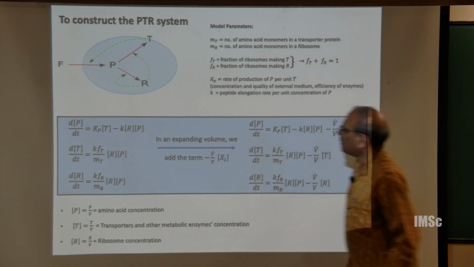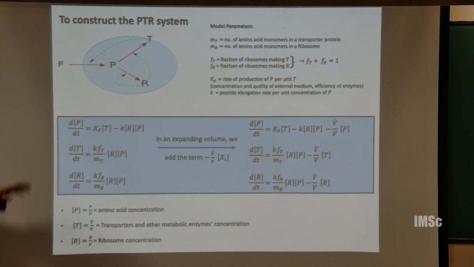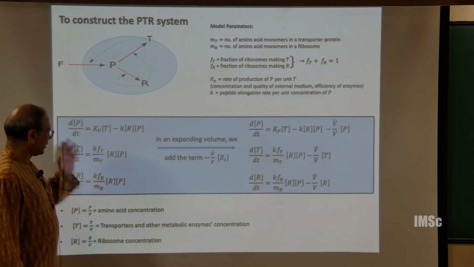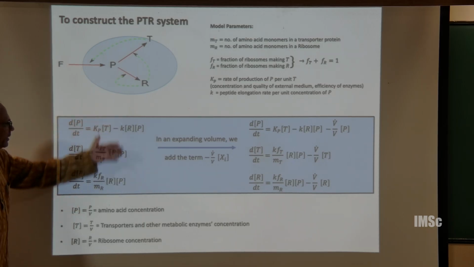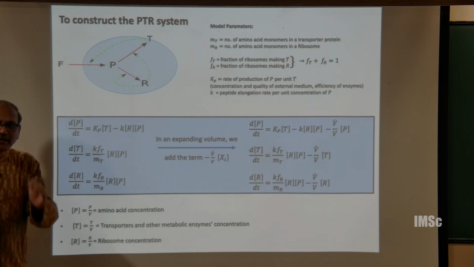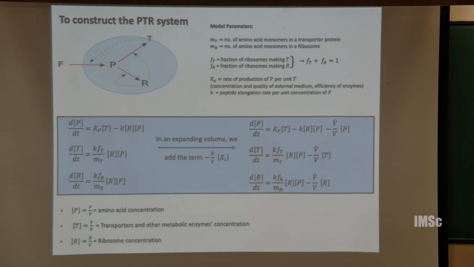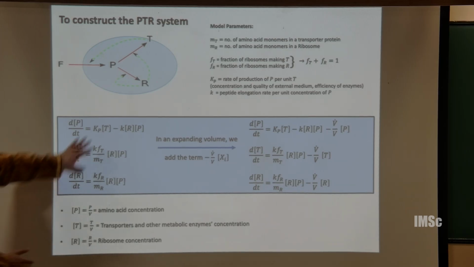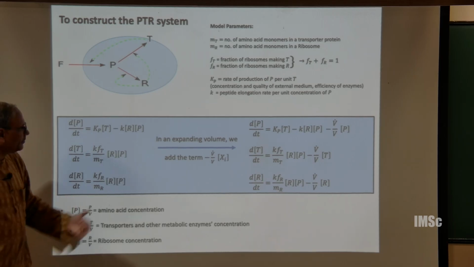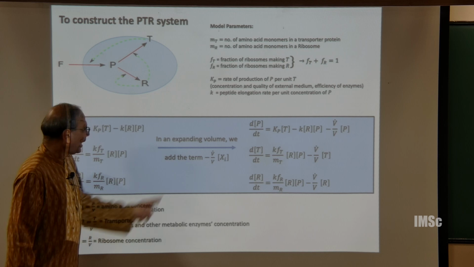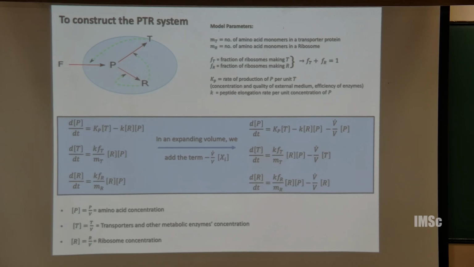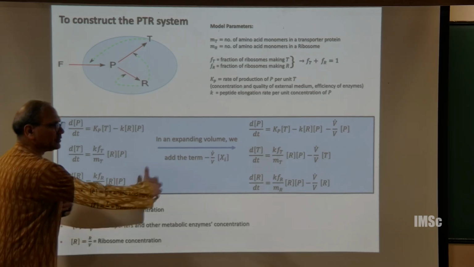Now, if you are looking at any such model, this is in terms of concentrations. If you're looking at it in terms of populations, sorry, this is a generic way of writing these things. These equations are written in a fixed volume. If the volume of the container in which this is happening is fixed, then you will have equations like this. But since we want to talk about a growing cell, we have an expanding volume, and so we must add this term to each of these equations, the so-called dilution term.